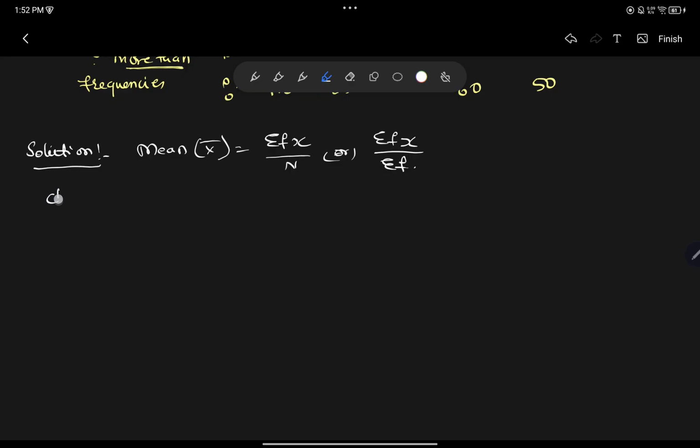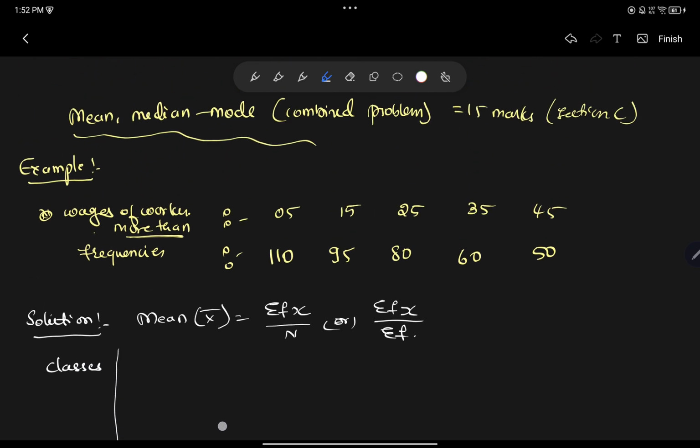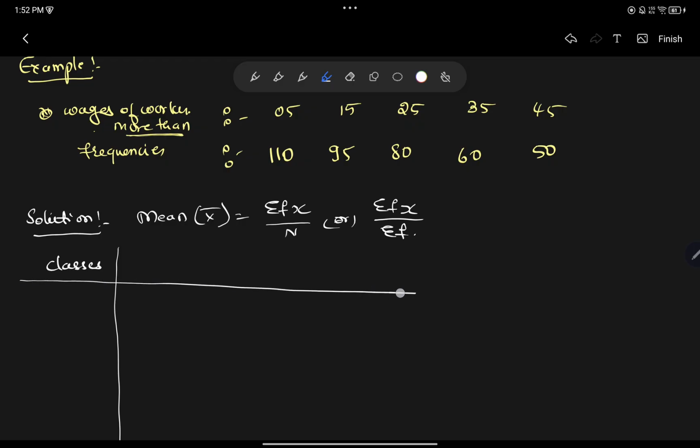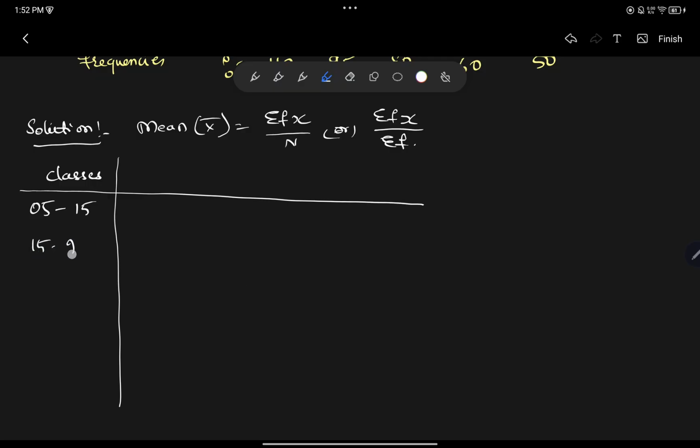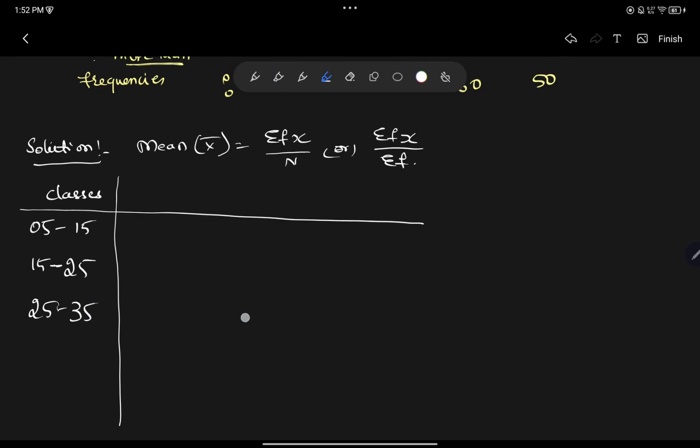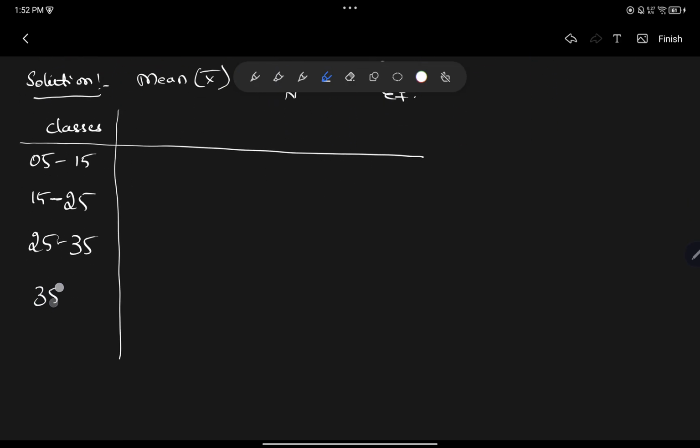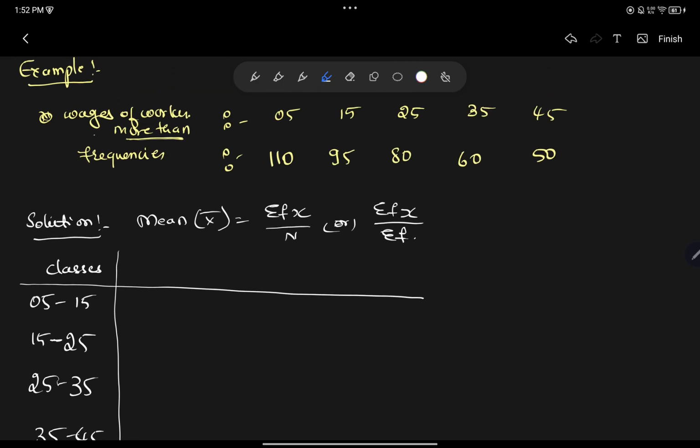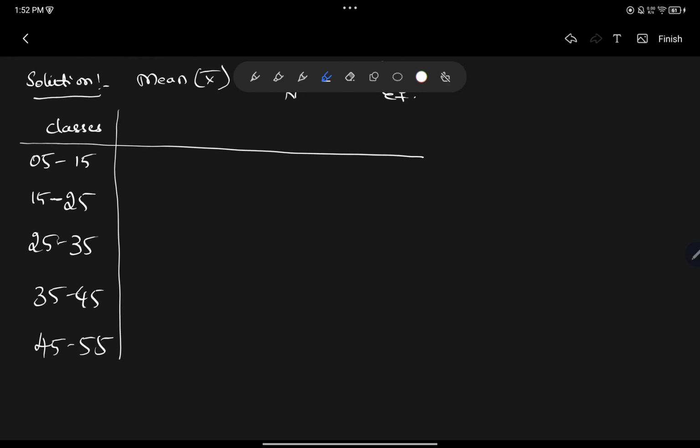First we will put this in classes. Classes is like more than 5. 5 to 15, 15 to 25, 25 to 35, 35 to 45. Also 45 to 55 also we need to take, because more than 45 is also given there. Correct?